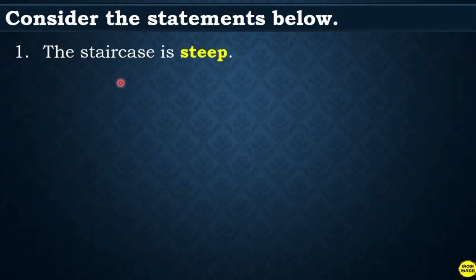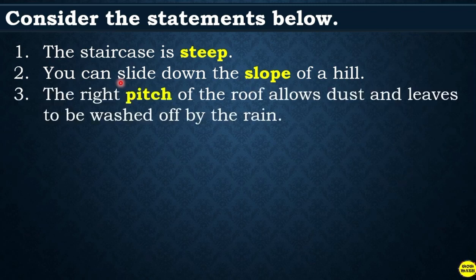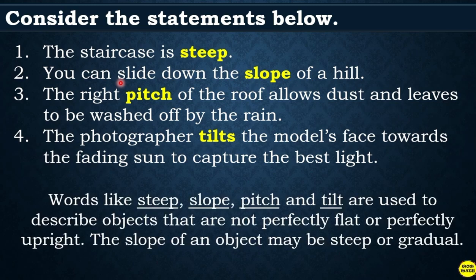So let's proceed. So consider the statements below. So the staircase is steep. You can slide down the slope of a hill. The right pitch of the roof allows dust and leaves to be washed off by the rain. The photographer tilts the model's face towards the fading sun to capture the best light. So these words like steep, slope, pitch, tilts are used to describe objects that are not perfectly flat or perfectly upright. Okay? So pag sinabi nga nating slope, ito yung line na hindi siya flat, hindi siya perfectly upright. So near to perpendicularity siya.